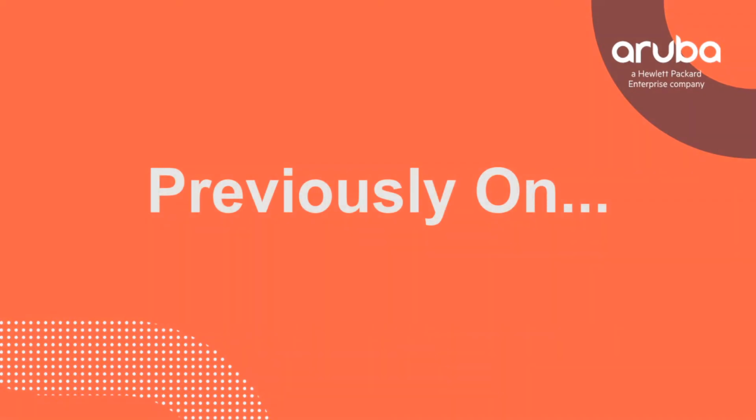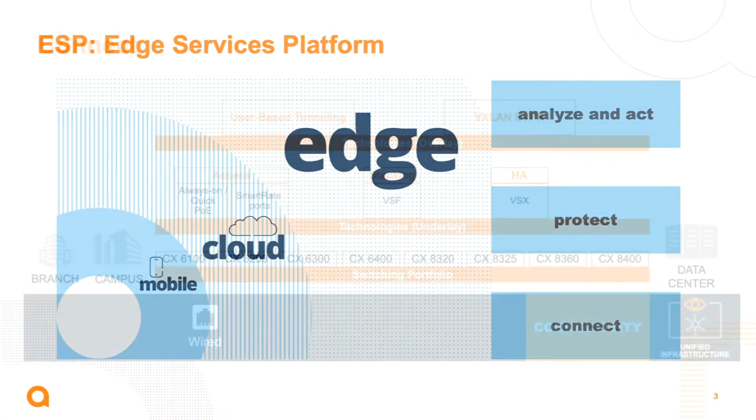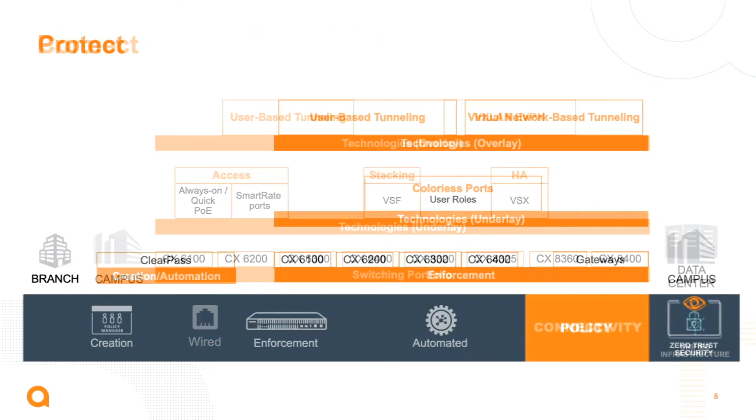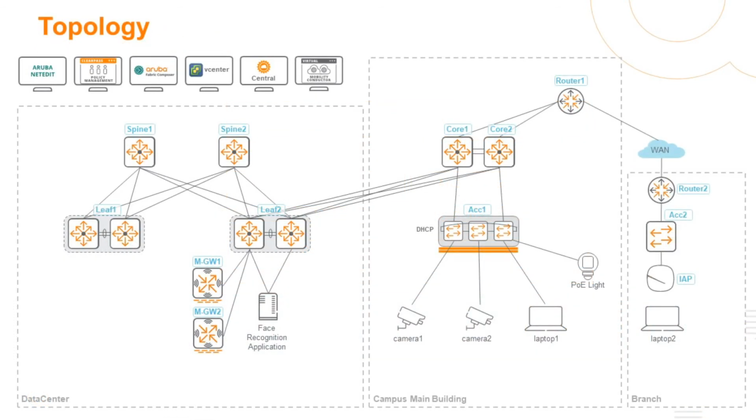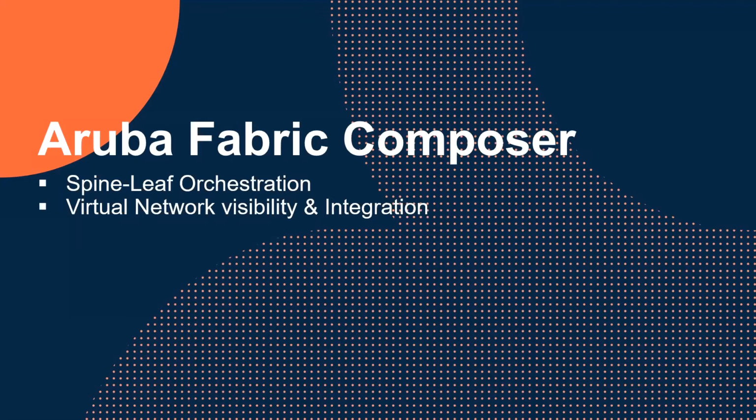Previously on the Aruba switching story, we learned about the Edge Services platform and how Aruba switching fits in the unified infrastructure. We also were introduced to the video series and how Aruba switching will apply to a real-world scenario across the switching portfolio with multiple demonstrations among the episodes of this video series. In this episode, we'll hear from Steve Bartlett and Kamal Takodra, who will be talking to us about Aruba Fabric Composer in the data center and how to provision the data center using AFC.